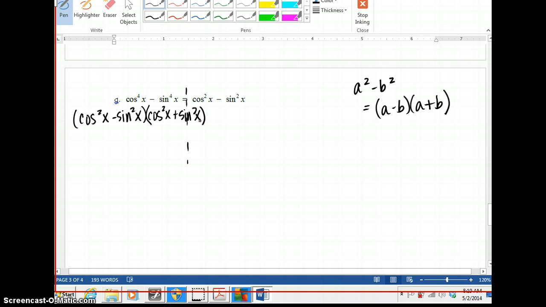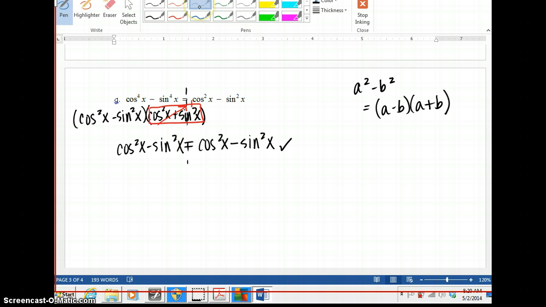Now I'm moving into the right hand side here. This is my Pythagorean identity. Cosine squared x plus sine squared x is equal to 1. So what am I left with on the left hand side? Cosine squared x minus sine squared x. That's exactly what we have on the right hand side of the equation. Cosine squared minus sine squared of x. Left equals the right, so the equation has been proved.